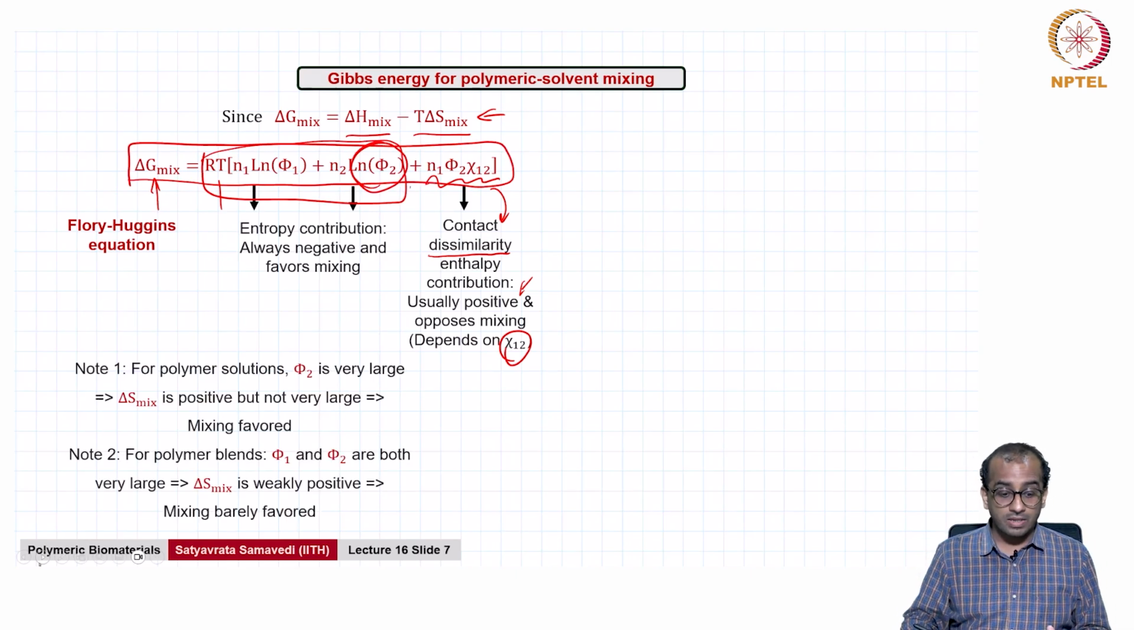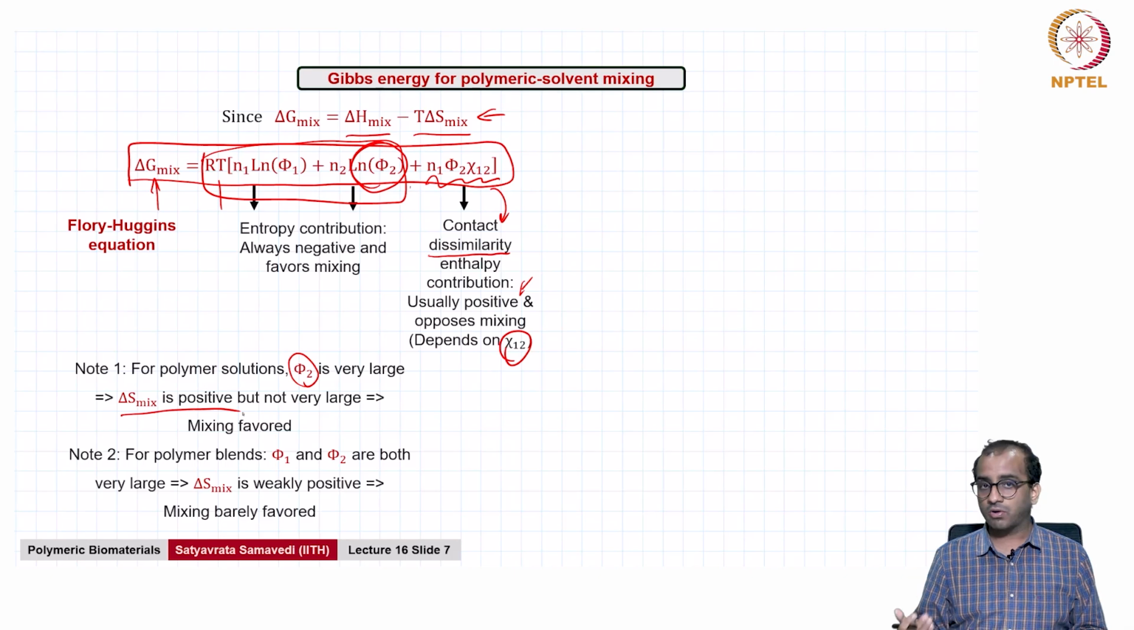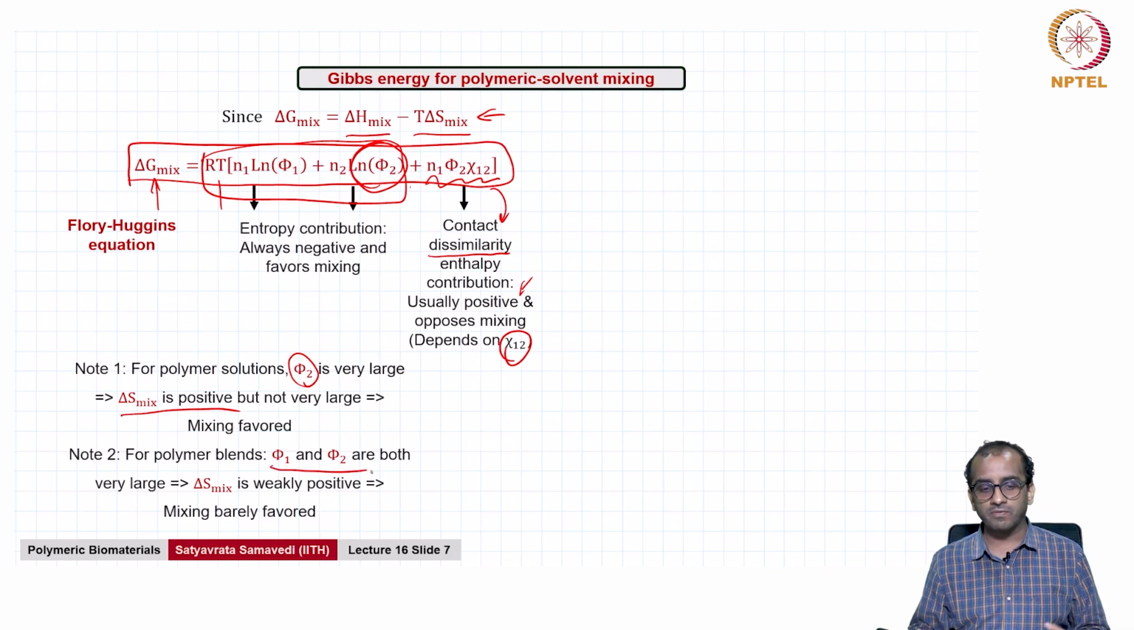We first note that for polymer solutions, because Phi2 is very large, delta S mix, although it is positive, is not going to be very large. So, while delta S mix is going to favor mixing, it will not favor mixing as much as it will favor mixing in the case of ideal solution of small molecules. And if we extend that to a mixture of not a polymer solvent, but a polymer-polymer blend, then because both Phi1 and Phi2 are both very large, delta H mix is only weakly positive. So, while the change in entropy is going to favor mixing, it is going to barely favor mixing.